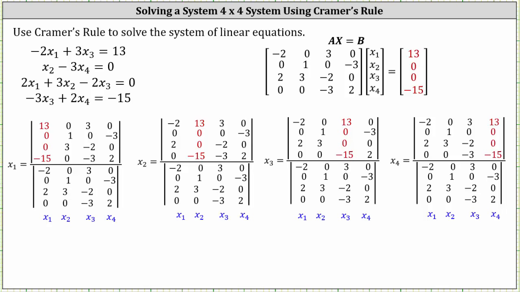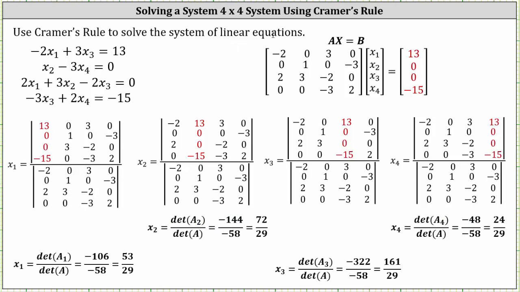And because these are 4 by 4 determinants, I already evaluated them with a calculator, where all 4 denominators are equal to negative 58, and the determinant of A sub 1, or the numerator of x sub 1, is equal to negative 106. Simplifying, we have x sub 1 equals 53/29. For x sub 2, the determinant of A sub 2 in the numerator is equal to negative 144. Simplifying, x sub 2 is equal to 72/29.